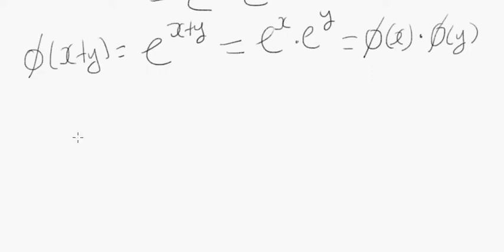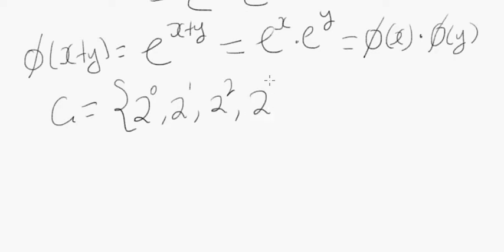Sure, why not? Let's try this homomorphism. So what we're going to do is consider G as our group, and let's say that G equals 2 to the 0, 2 to the 1, 2 squared, 2 cubed. Let's stop right there. So this is our group, and over here we're assuming that 2 to the 4 is just going to give us 0 again.